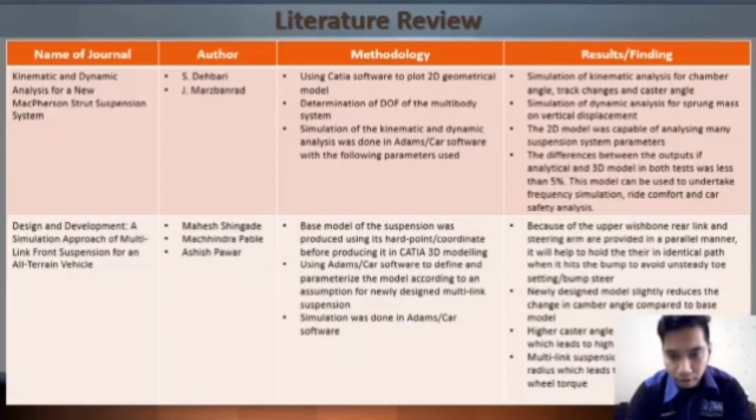So for the result and the finding, we know that because the upper wishbone, wheel and steering arm are provided in a parallel manner, it will help to hold an identical path when it hits a bump to avoid unsteady steering or bump steer. The multi-link will have the best radius to maintain for the car to be stable.